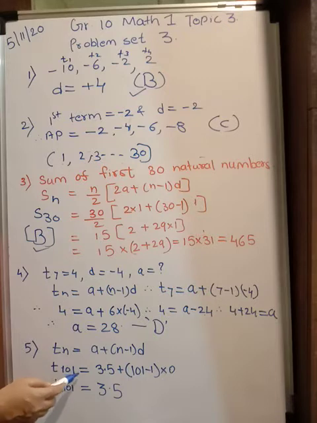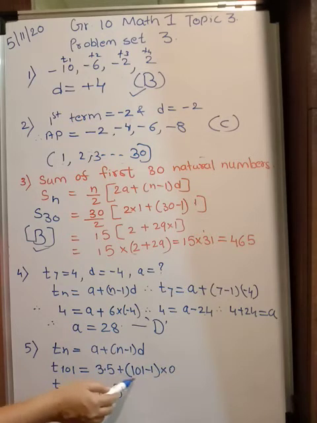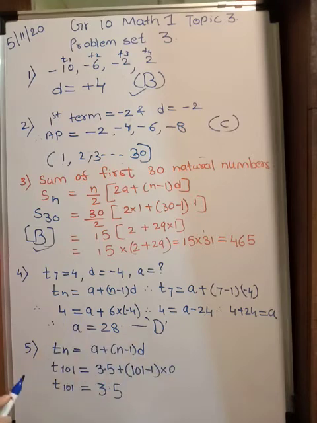So T101 will be equal to A, which is given as 3.5, plus n is 101 minus 1 into 0. Now this bracket, the whole bracket into 0, the answer will be 0. There is no need to calculate this also. Okay, so this term automatically gets cancelled, and what remains? Only 3.5. Alright, so the fifth answer is 3.5. I think it is B. So the correct option is B. In the fourth, D is the correct option. Have you understood? Okay.